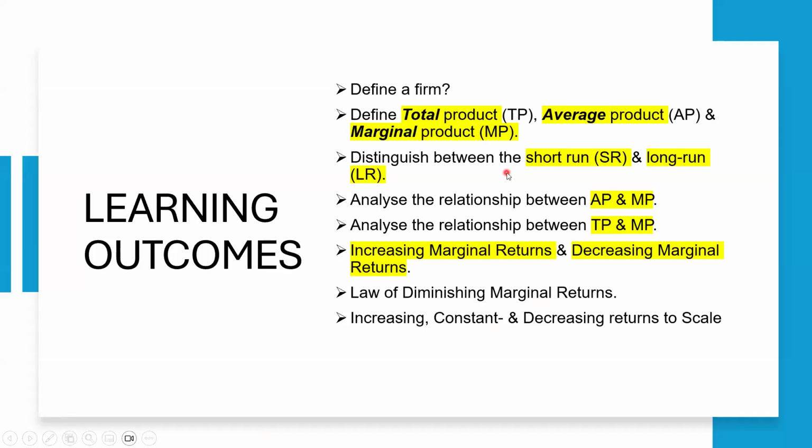So the learning outcomes for this chapter: you have to be able to define a firm, and define total product, average product, and marginal product. You have to be able to distinguish between short run and long run, and analyze the relationship between average product and marginal product, and between total product and marginal product. You have to be able to define increasing marginal return and decreasing marginal return, the law of diminishing marginal return, and increasing returns to scale, constant returns to scale, and decreasing returns to scale.